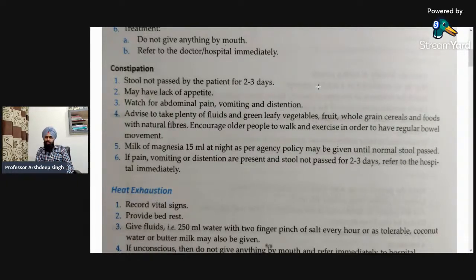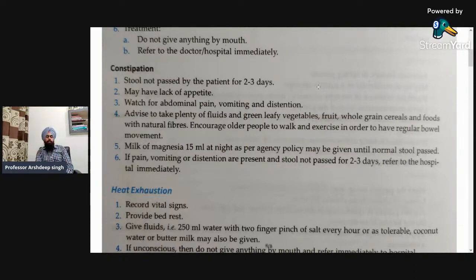The patient may have lack of appetite, so the patient may not feel hungry, or the dietary pattern may be disturbed. Next, watch for abdominal pain. That must be present because there is difficulty in passing the stool. Next is vomiting and distension. Next, the patient is advised to take plenty of fruits, green leafy vegetables, whole grains, cereals, and food with natural fibers. Encourage people to walk and exercise in order to have regular bowel movement.